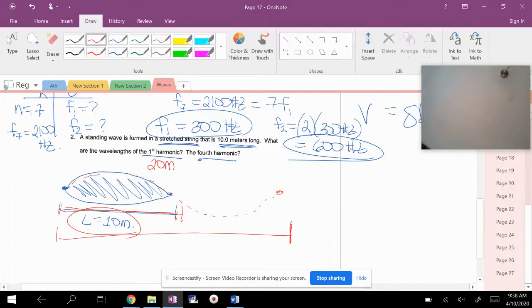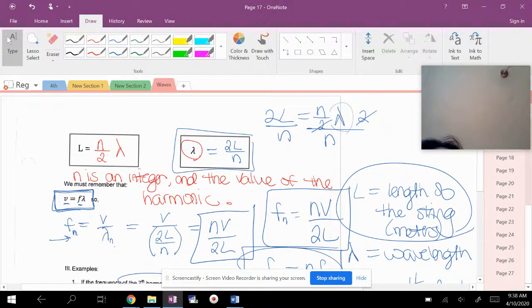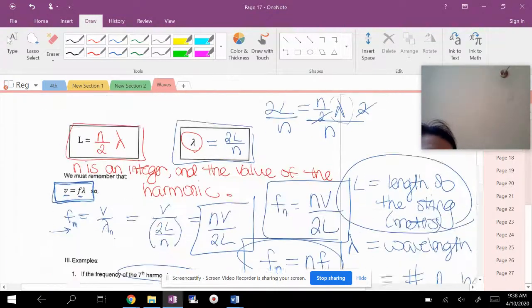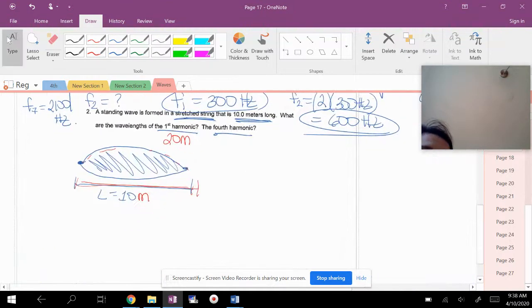Okay, well, let's say you really hate drawing stuff, which I don't know why you would do that. But anyway, 10 meters. If I want to use the equation, I'm going to go find my L equation, and I have this equation right here. L equals n over 2 lambda. Actually, I'm going to use this equation because I'm solving for lambda. So lambda equals 2L over n.